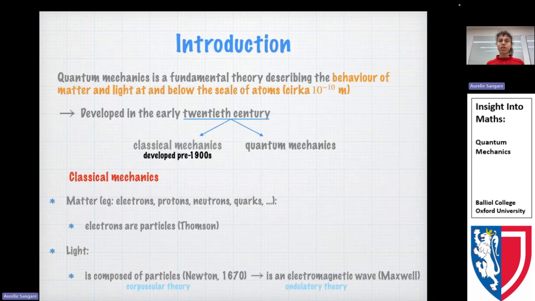So then let me start by introducing you to quantum mechanics from a slightly historical perspective. So first of all, what is quantum mechanics? Quantum mechanics is a fundamental theory which describes the behavior of matter and light at and below the scale of atoms. So when I say the scale of atoms, we're talking approximately 10 to the exponent minus 10 meters.